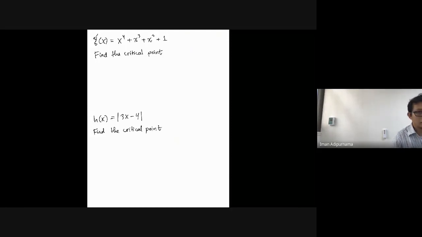Okay, so you have two functions. The first one is function G. The second one is H. The second one is using an absolute value.